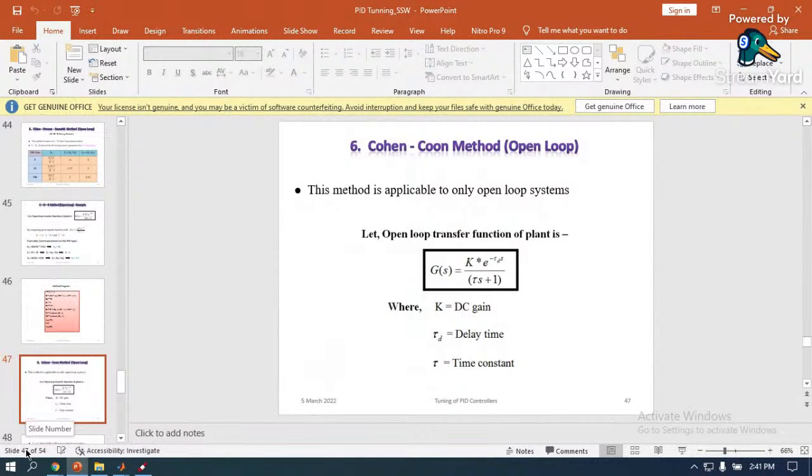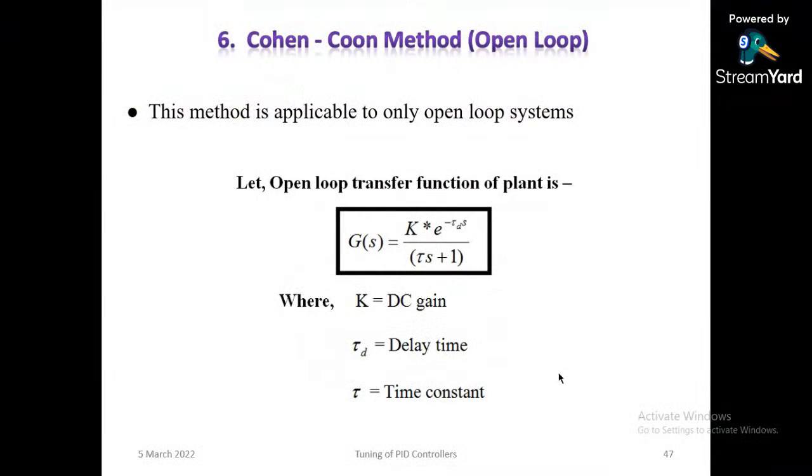54 पैकी 47 स्लाइड तर झालेच, आणि शेवटचा एक थँक्यूचा स्लाइड असणार आहे. म्हणजे 53 स्लाइड आहेत टोटल. आता मोजून 6 स्लाइड आहेत. Coin-Coon method, open loop. तरी बघा 6 मेथड झाले आपले.